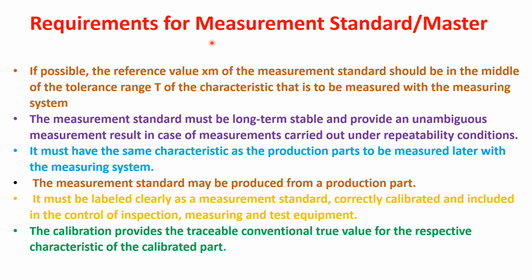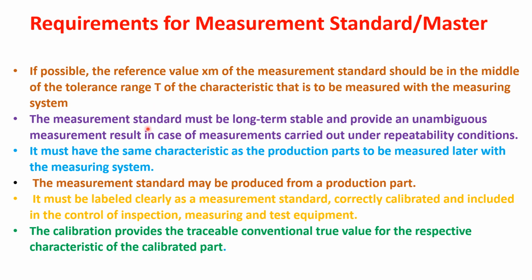Here the master or reference part or measurement standard is more important. So what are the requirements of the master? If possible, the master or reference value should be in the middle of the tolerance of the characteristic for which you want to carry out this analysis. What is the meaning of this? For example, there is a characteristic 6 mm plus minus 0.5. So the master value or reference value should be at 6.